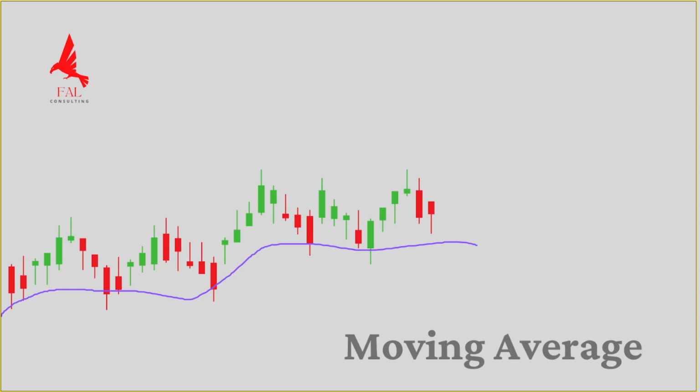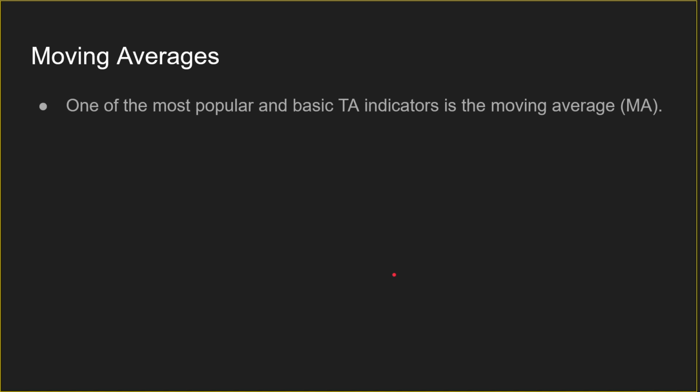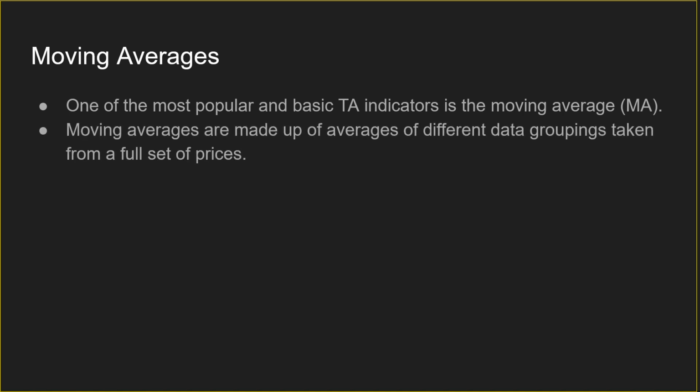Now, the first indicator we're going to discuss is the moving average. It is taken in the form of a line shown underneath candlestick charts as shown above. One of the most popular and basic technical analysis indicators is the moving average. It's commonly shortened down to just MA. Moving averages are made up of averages of different data groupings taken from a full set of prices.